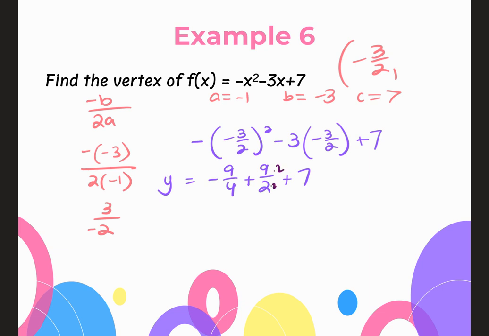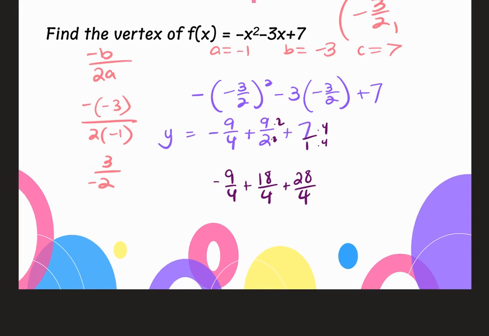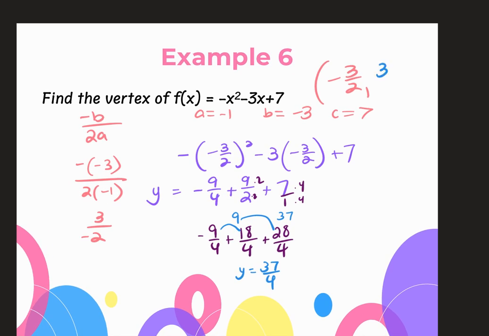I'd multiply by 2 and 2 here, and this by 4 and 4. So I get negative 9 fourths, positive 18 fourths, and positive 28 fourths. And then negative 9 and positive 18 would be positive 9. Positive 9 and 28 would be 37 fourths. And that would be k. So again, this time it's only asking for the vertex. I would obviously recommend this method. It is faster than completing the square.